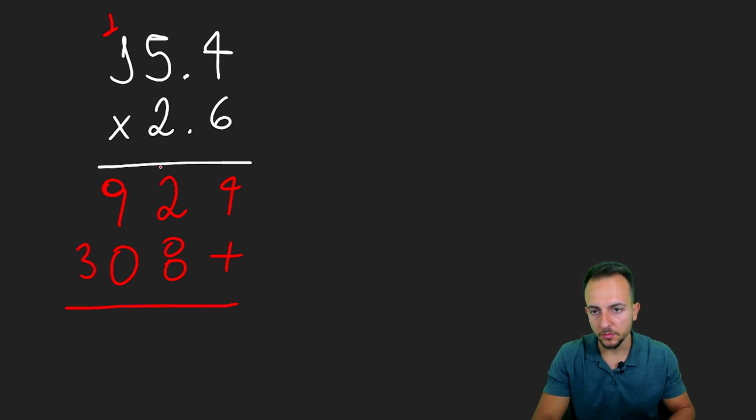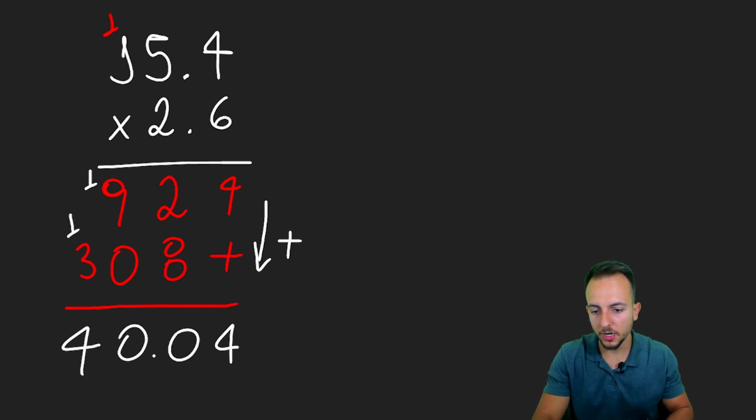We are almost done. Just remember, we need to add up those values right here. 4 plus nothing is equal to 4. 8 plus 2 is equal to 10. So we have 0, and we can carry over the number 1. 9 plus 0 plus 1 is 10. So again, 0, and we can carry over the number 1. 1 plus 3 is equal to 4. So this is our answer.